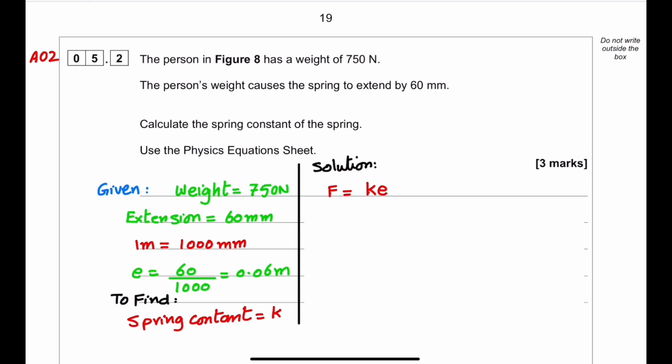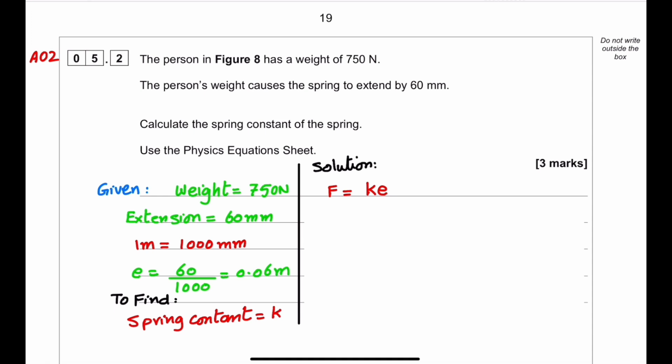So we know that the weight is given, 750 Newton. The extension in the spring is 60 millimeter. We know that 1 meter is equal to 1000 millimeter. Therefore, we need to divide 60 by 1000 to get the answer in meters, and that is equal to 0.06 meters. We need to calculate the spring constant, which is k.